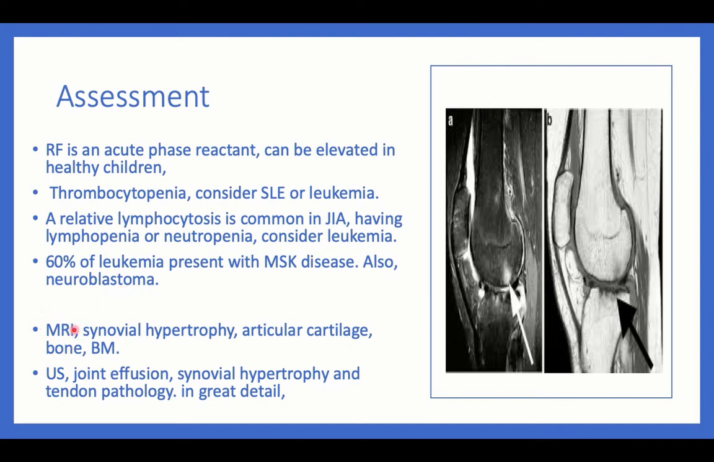MRI is usually the diagnostic modality of choice. This is an MRI of the knee joint in a case of JIA with synovial hypertrophy. You can visualize the cartilage, and you can visualize bone and the bone marrow by MRI. By ultrasound, you can diagnose joint effusions and synovial hypertrophy associated with the arthritis and the synovitis. Tendon pathology can be visualized.